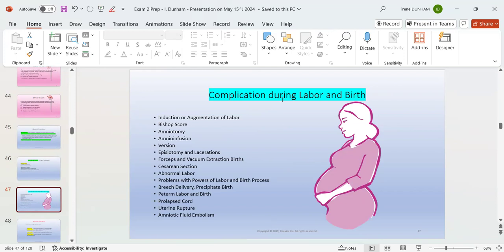So these are complications that can happen during labor and birth. You've been through, you talked about these, so let's see which ones I haven't talked too much about. How about forceps and vacuum extractor? Okay, we'll talk about that. What's a precipitous birth?